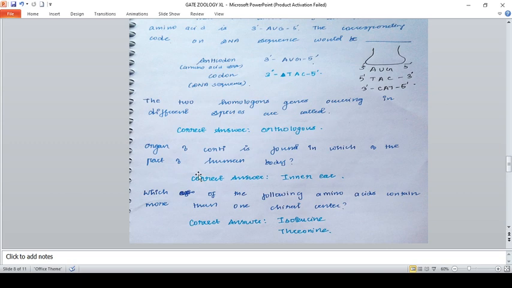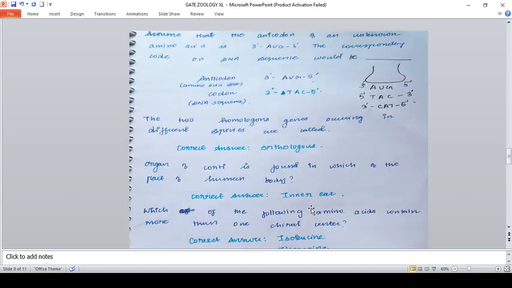Okay. So the next thing, organ of Corti is found in which of the following parts of the human body? Organ of Corti is present in the inner ear. Which of the following amino acids contain more than one chiral center? Okay, so first you should know the structure of all those things. Only then you can know what has been given.